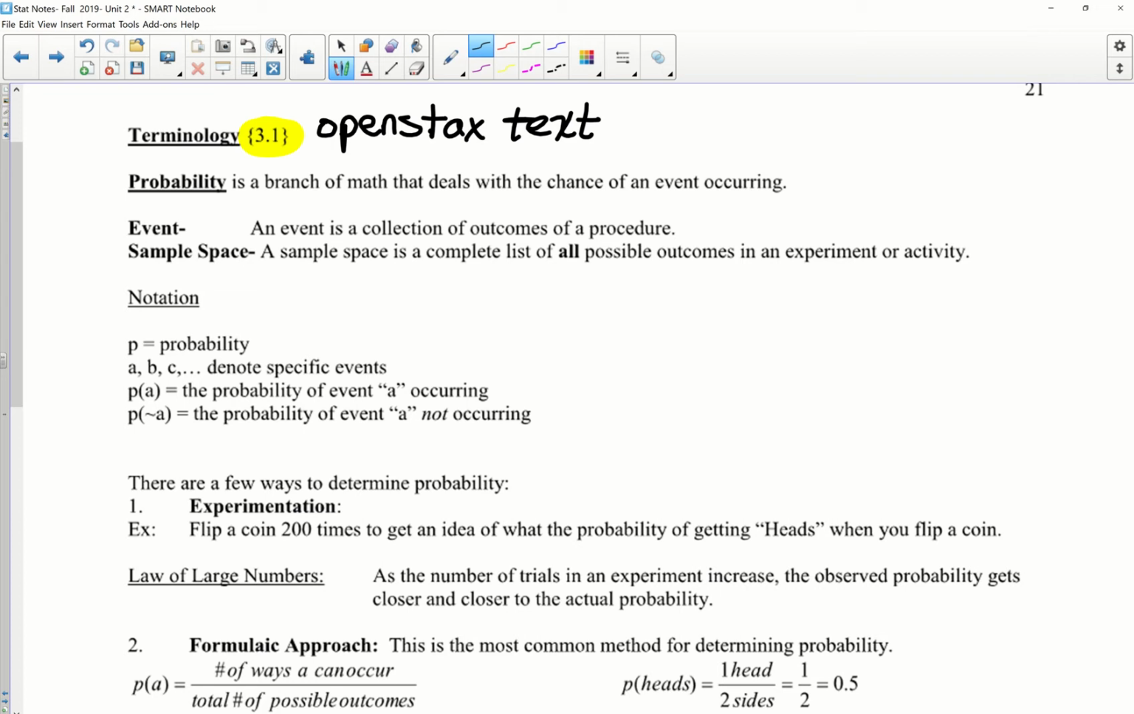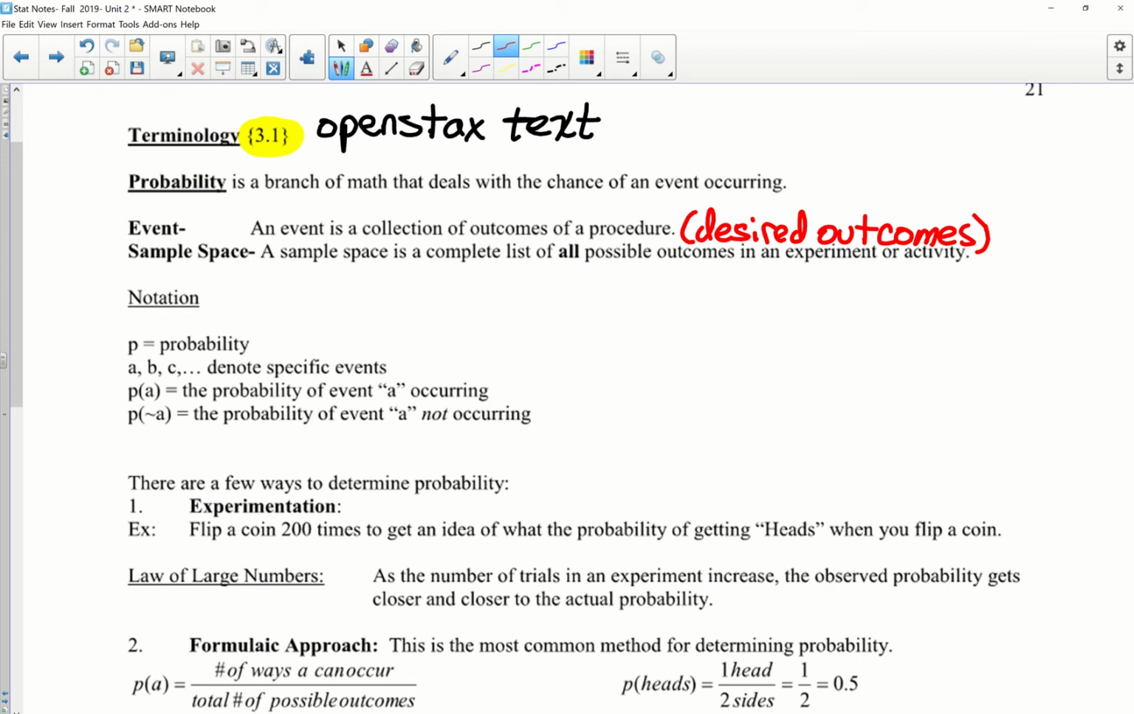All right. An event is a collection of the outcomes of a procedure. I would even suggest that in a classroom, these are really more desired outcomes. In real life, not necessarily the case, because we will have to bridge the gap between what happens in a math class for probability and what happens in the real world.